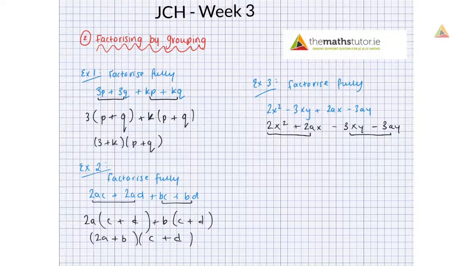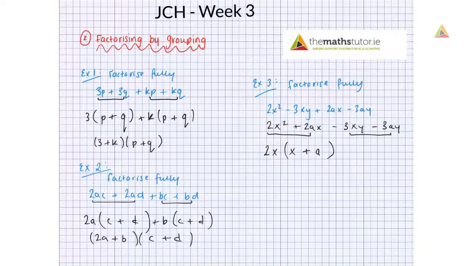So the first group there, what's common? So we can pull out 2 anyway. And then you'll see there we've x squared, so there's 2 x's there and there's an x here. So we've one x that's common to both. So I'm going to pull out x. What multiplied by 2x gives me 2x squared? So 2x by x is going to go there to give me 2x squared. And then what multiplied by 2x gives me 2ax? So it's going to be a that goes there. Okay, so now we're on to the second group.